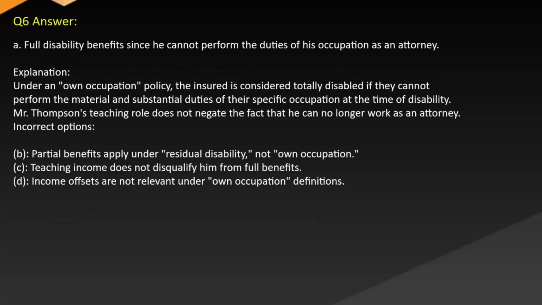Answer A. Full disability benefits since he cannot perform the duties of his occupation as an attorney. Explanation. Under an own occupation policy, the insured is considered totally disabled if they cannot perform the material and substantial duties of their specific occupation at the time of disability. Mr. Thompson's teaching role does not negate the fact that he can no longer work as an attorney. Incorrect options. B. Partial benefits apply under residual disability and not own occupation. C. Teaching income does not disqualify him from full benefits. D. Income offsets are not relevant under own occupation definitions.